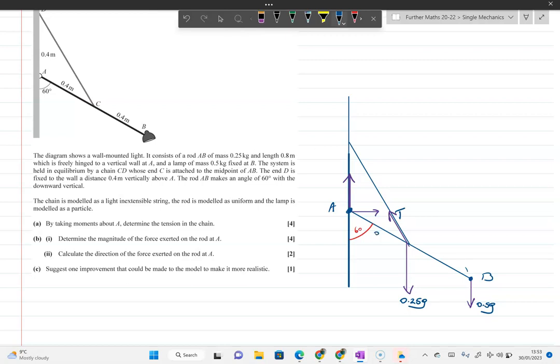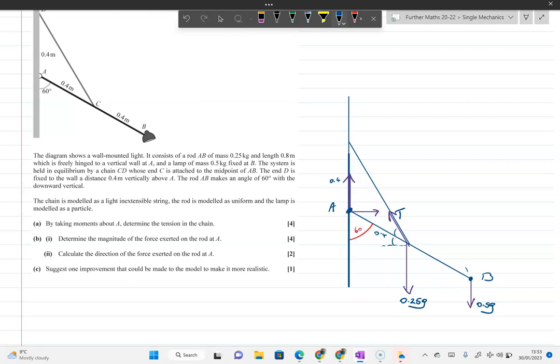And because this is 0.4 here and 0.4 here, we can easily see some of the angles as well, should we need them. For example, this angle here is 30, that angle's 30, so the whole angle to the horizontal is 60, and we can play around with that a little bit as we go through the question. Now, let's get on with the question then.